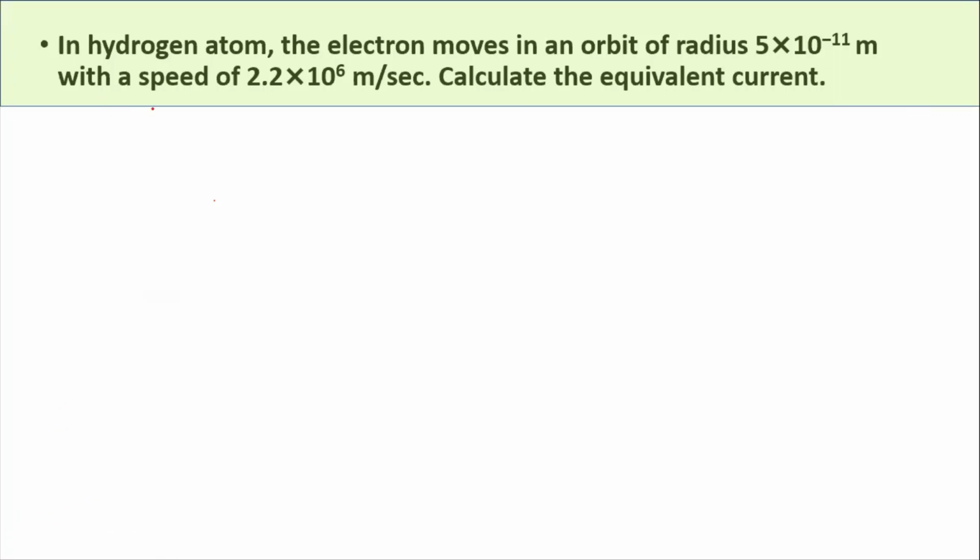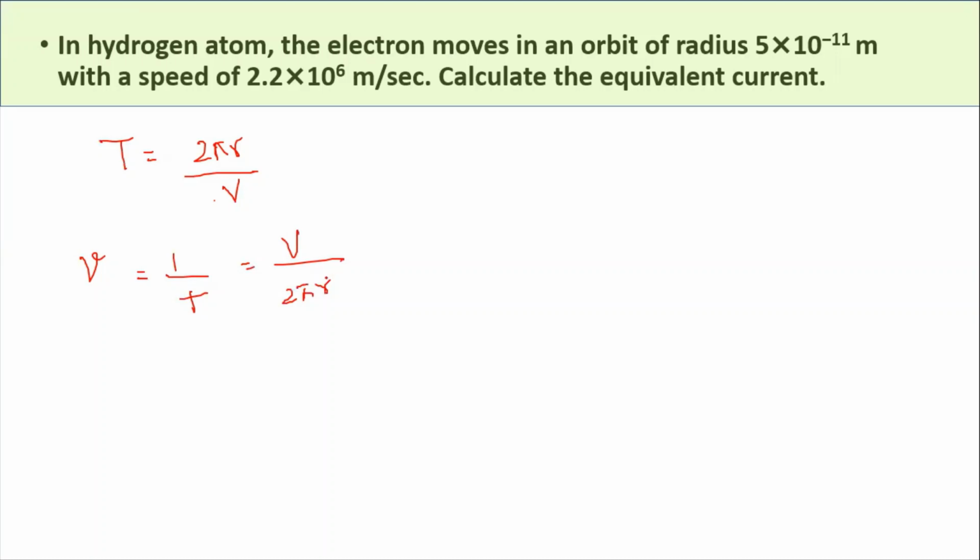In a hydrogen atom, the electron moves in an orbit of radius 5 into 10 power minus 11 meter with a speed 2.2 into 10 power 6 meter per second. Calculate the equivalent current. So in this case, if an electron is revolving in a circle of radius r with speed v, the period of revolution of the electron is given by T. Time period T is given by 2 pi r by V. This is what you learned in grade 11. And frequency nu is equal to 1 by T, that is V by 2 pi r.